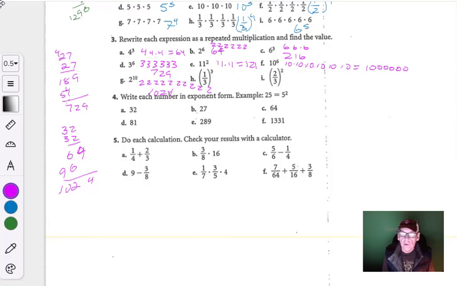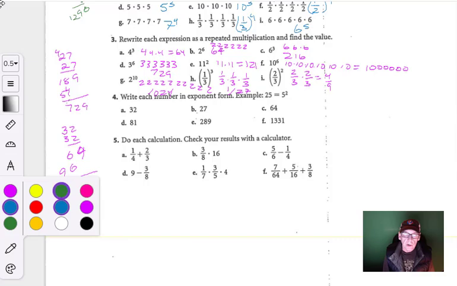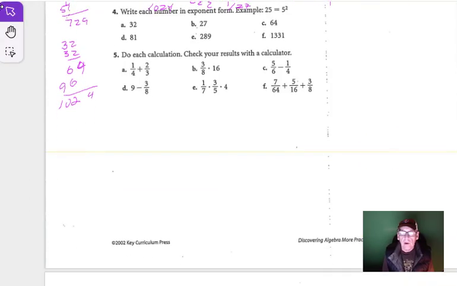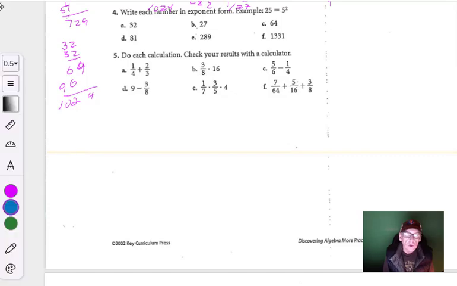1/3 to the 3rd power is 1/3 times 1/3 times 1/3. 1 times 1 times 1 over 3 times 3 times 3 gives us 1 over 27. And 2/3 to the 2nd power, that's 2/3 times 2/3. We get 4/9. Okay, so that's those. Let's see what we got for the next part here. Let me move up. Write each number in exponent form. So I just know that 32 is the same thing as 2 to the 5th. 27 is 3 3's, that's 3 to the 3rd. 64 could be 2 to the 6th.